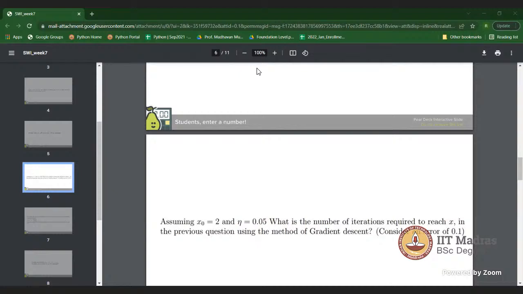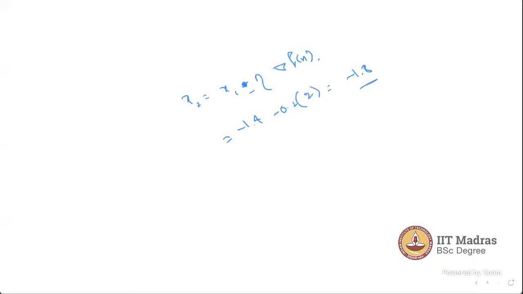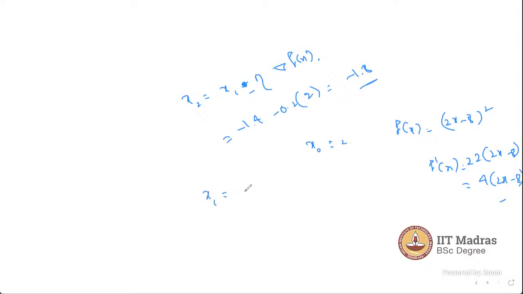What needs to be done, the way to proceed, is straightforward. We have x naught as 2 and f of x is (2x minus 8) whole square, and f dash of x will give 2 into (2x minus 8), and into 2 again, so 4 into (2x minus 8), correct? This is f dash of x, and we have x naught as 2. Now what we need to do is find x1.